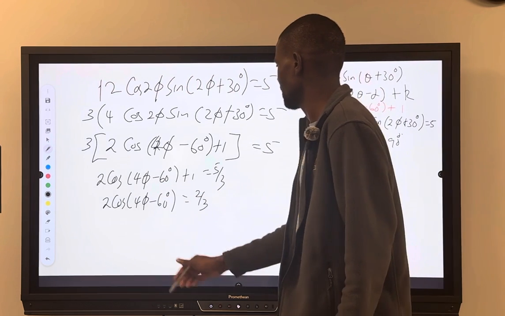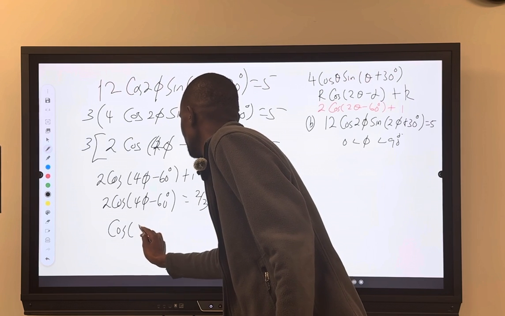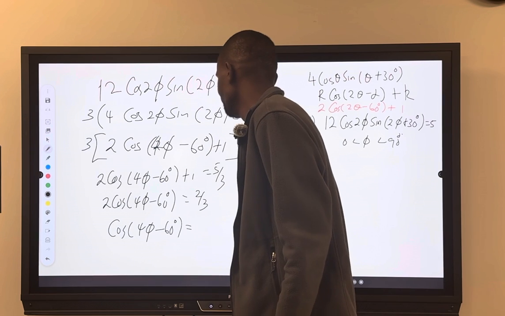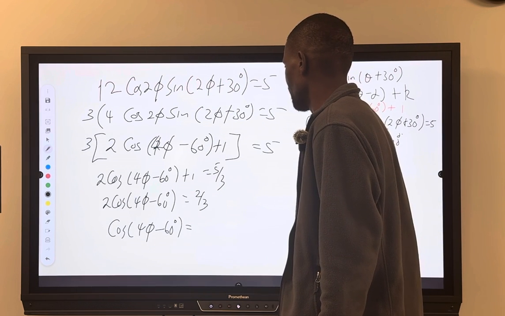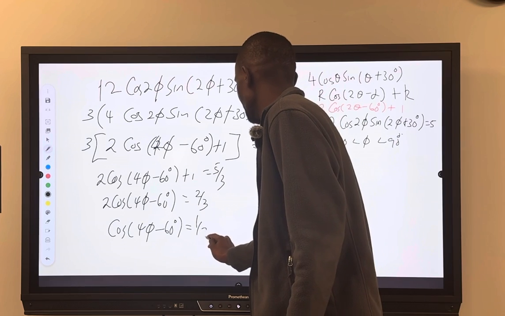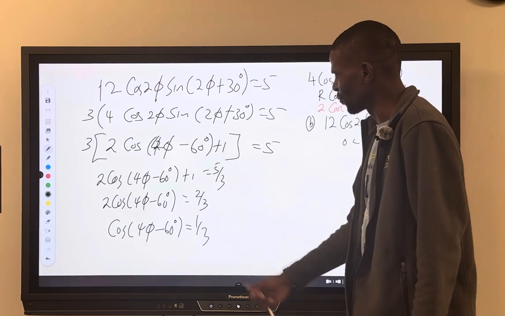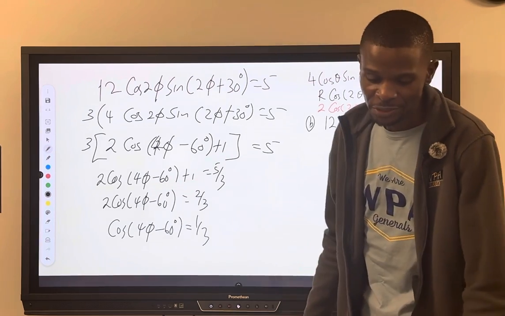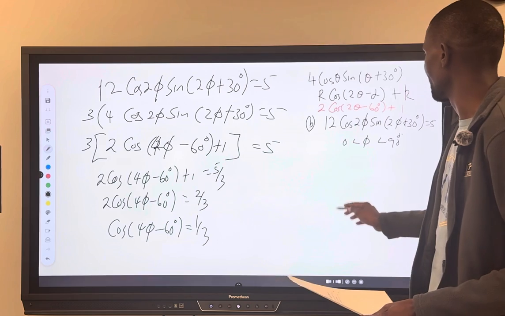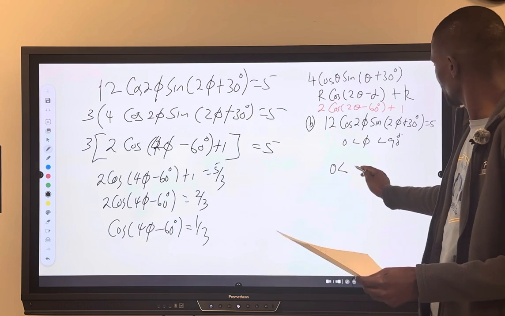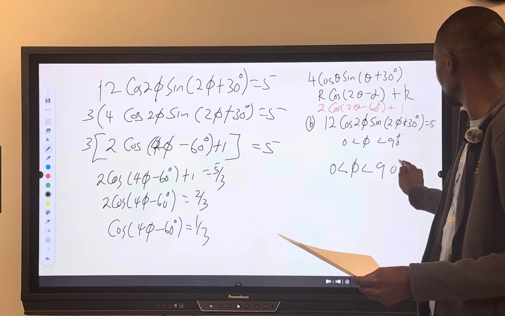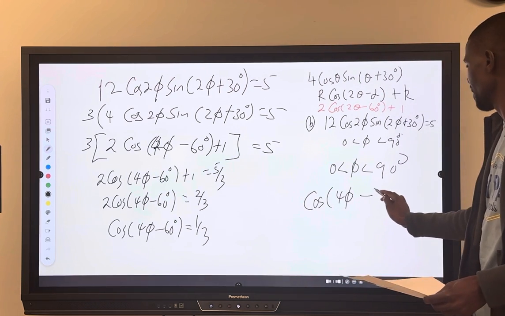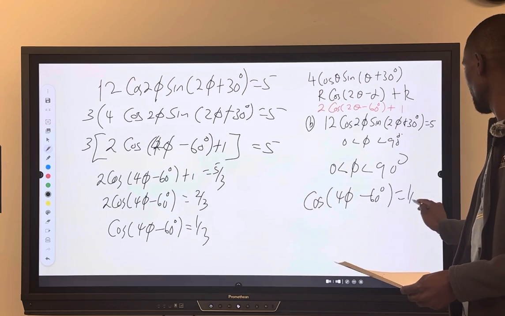When I divide both sides, I now have cos(4φ − 60°) equal to 2 over 3 of that, it's a third, right? So we want to solve that equation. But remember, we need to express our final answers in the range 0 < φ < 90 degrees. So I want to solve cos(4φ − 60°) = 1/3.